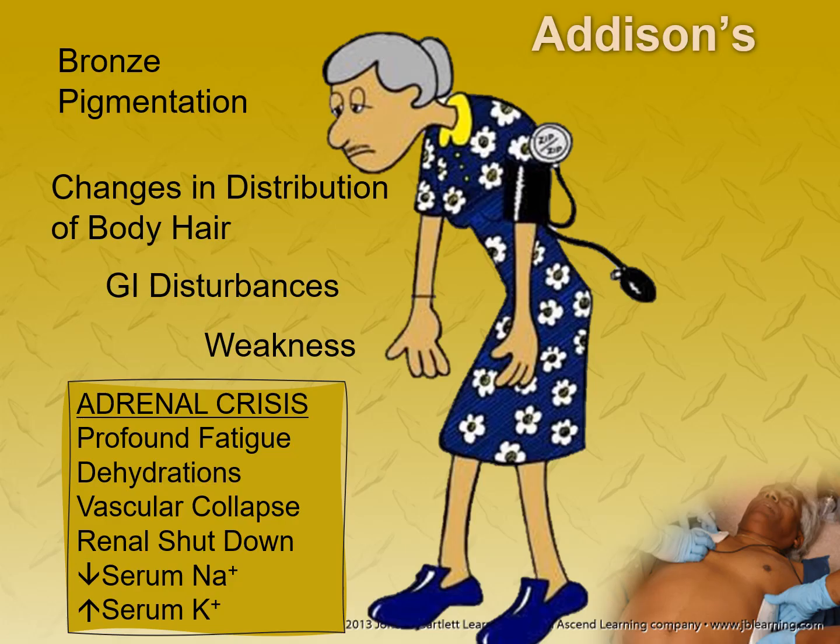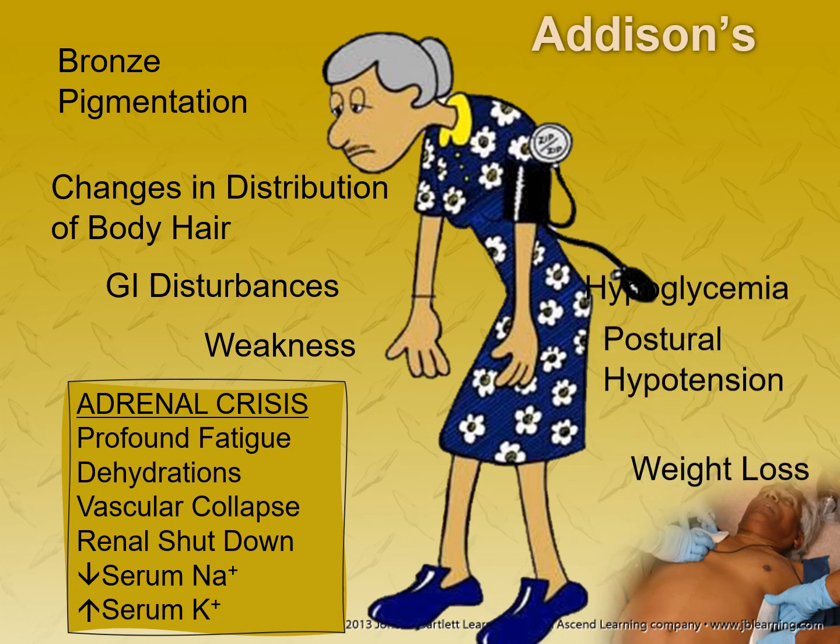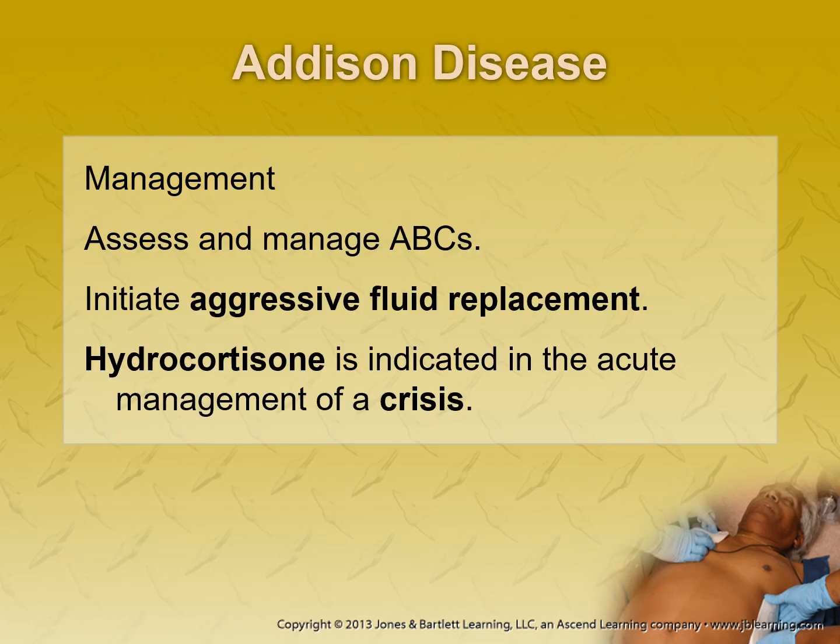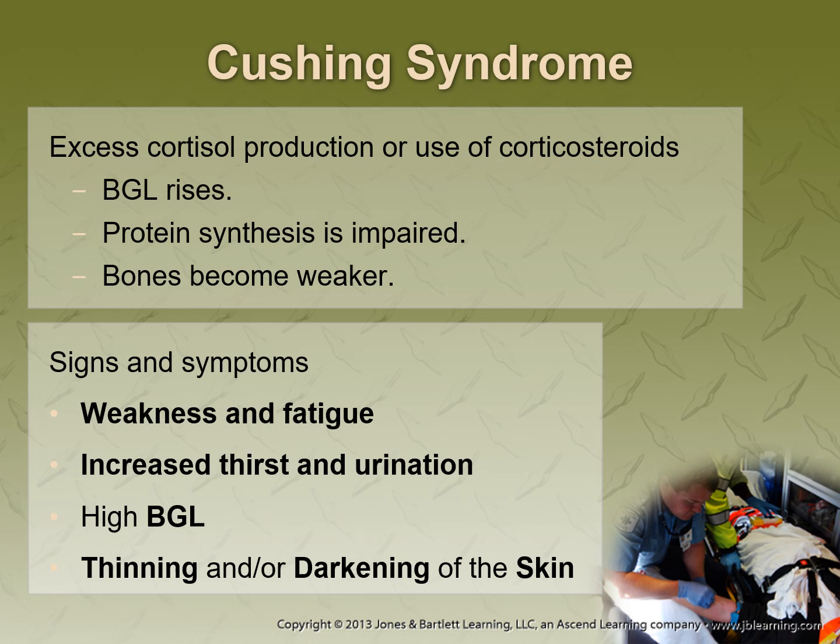And here's yet another way to say the same thing. All right, this one has changes in the distribution of body hair, and then the GI disturbances we talked about. And again, we see there hyponatremia. With that can go hyperkalemia. So all of those, and that's Addison's. When we manage this, it's all about giving them fluid to support that blood pressure. Be mindful of the electrolyte imbalance, and hydrocortisone when we're in the crisis.